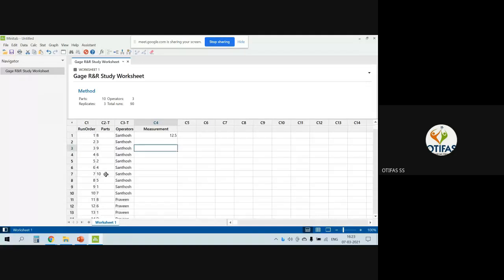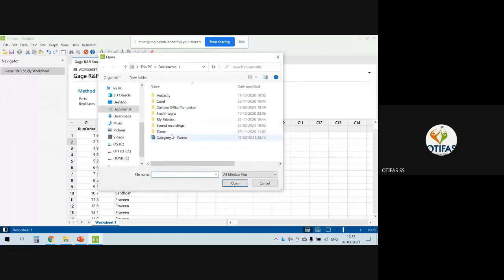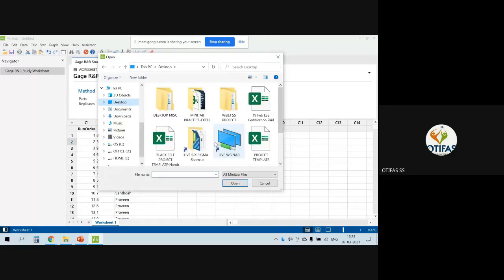Now you will get measurements like this, 90 measurements, and then you can analyze them in Minitab. Now let's take an example. I will just show you that. We'll open a Minitab practice session. Just a minute.